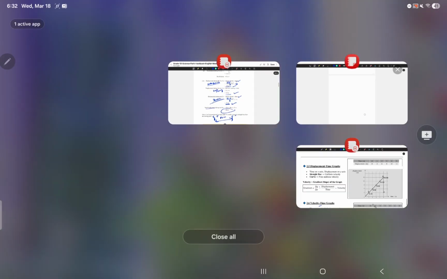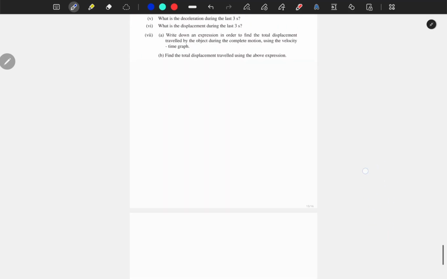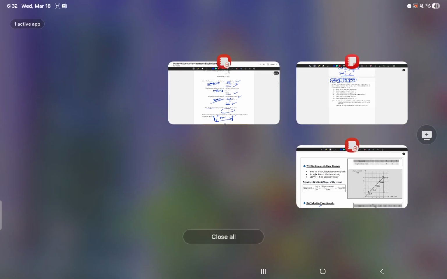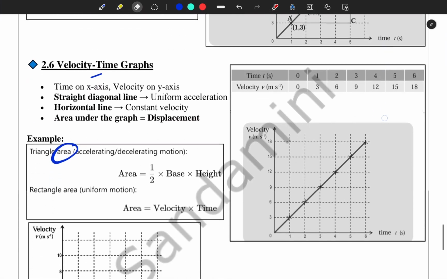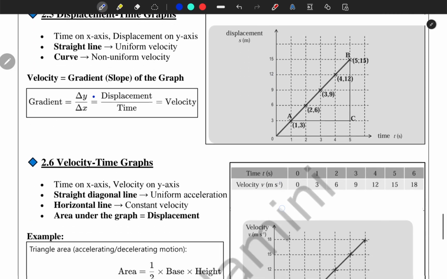So we should look at a question. I think we don't have the displacement time graph question, right? I think I didn't put it yet. After doing the velocity time graph, let me explain the questions from both cases. So that is about the displacement time graph.